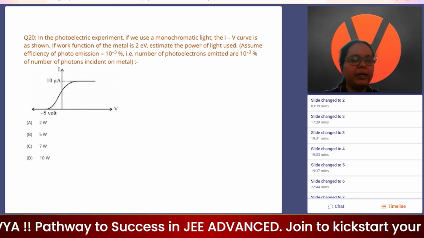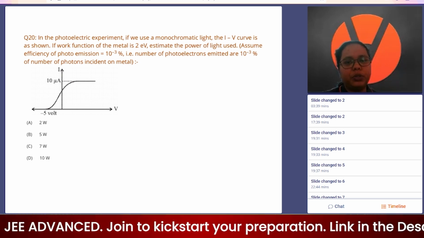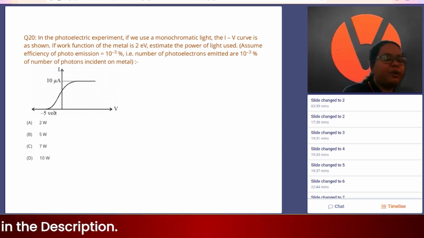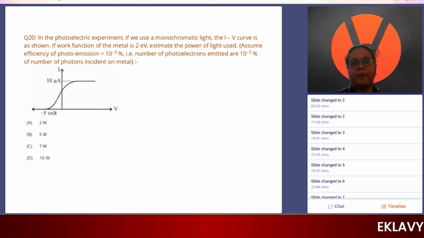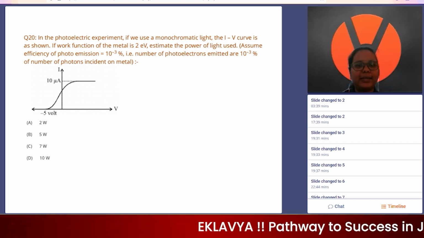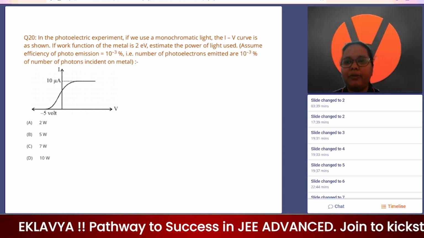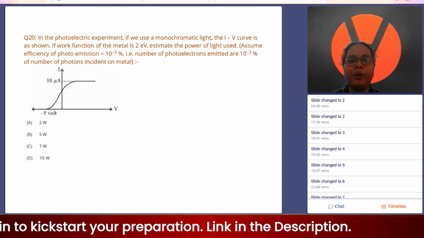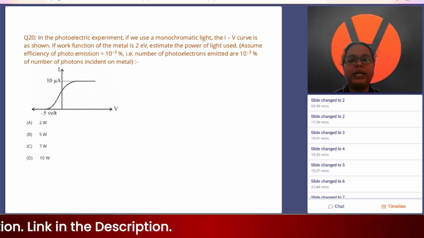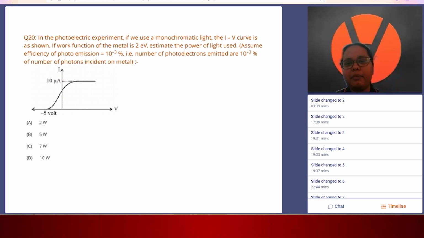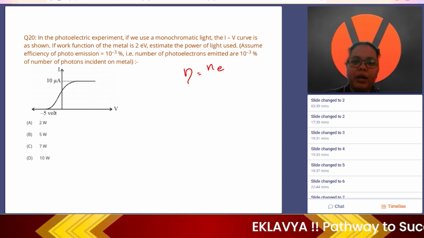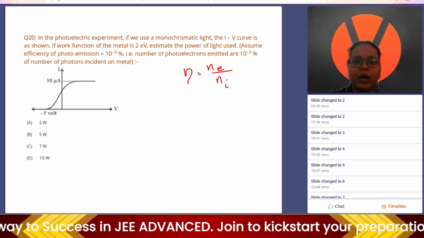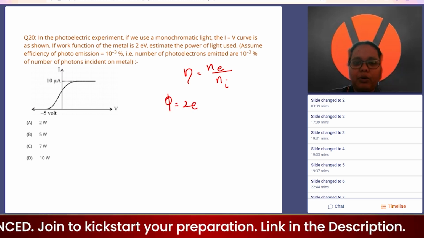In the photoelectric experiment, if we use a monochromatic light, the I-V curve is as shown. If the work function of the metal is 2 electron volt, estimate the power of light used. Assume the efficiency of photoemission is 10 power minus 3 percent. That is, the number of photoelectrons emitted is 10 power minus 3 percent of the number of photons incident on the metal, right? So efficiency, they mention, is nothing but the number of photoelectrons emitted divided by the number of photons incident, right? So now from the graphs, the work function they mentioned is 2 electron volt.